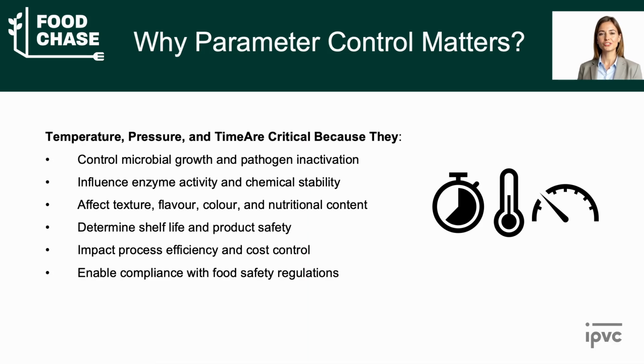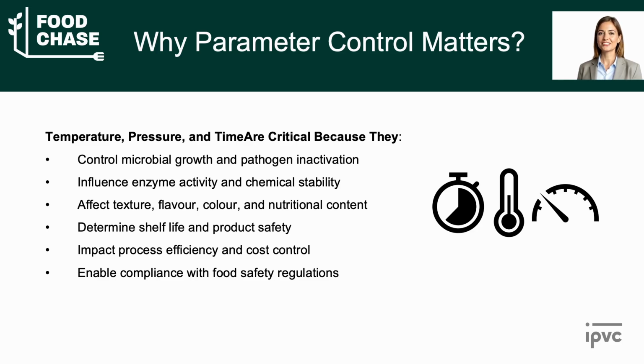Let's think about why we focus on these three parameters. Temperature is perhaps the most obvious. It is the primary tool we use to kill harmful bacteria and to slow down spoilage. But it also affects how enzymes work. Some enzymes that preserve nutrients may be inactivated by heat, while others that cause browning or softening are accelerated.